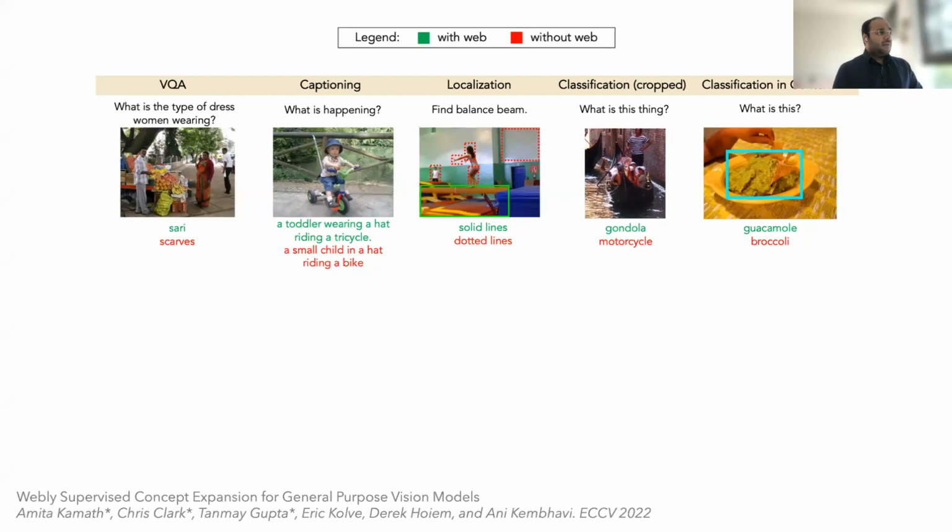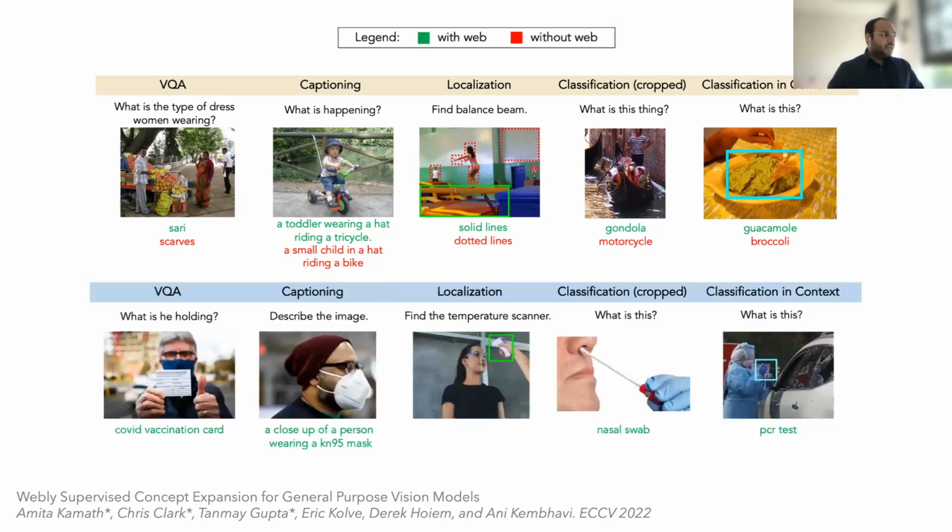Similarly, for the classification, you say, what is this thing? And it's a gondola. But then if it was just trained on COCO, it would have no idea what a gondola is. And to drive that point home, we further tested it on images and concepts that we knew did not exist in any data set before 2020. So COVID images. So basically for concepts that are related to COVID, like COVID vaccination card or KN95 mask, we went and collected a handful of images and fine-tuned the system on that.